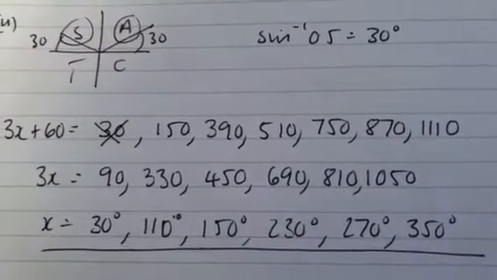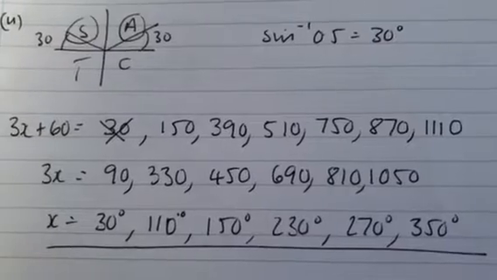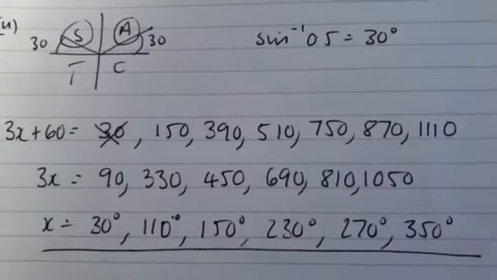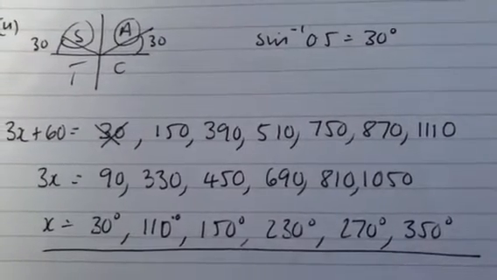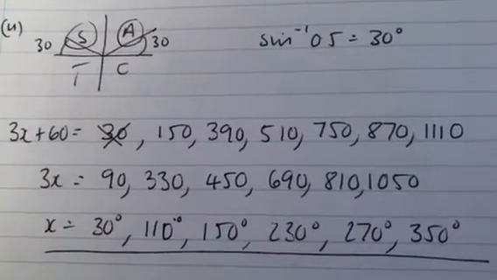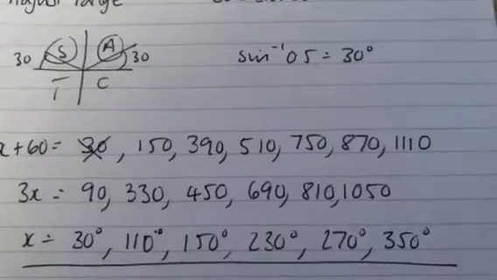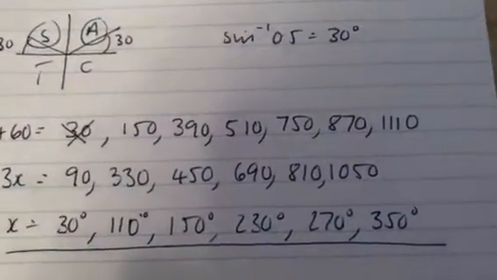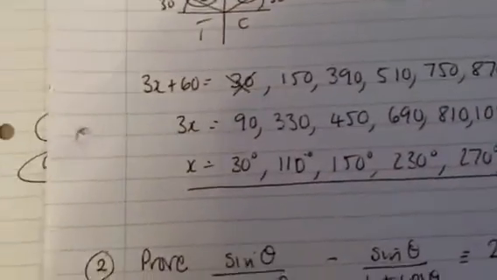Now I could put this into my graphical calculator in graph and check. So I could enter sine of 3x plus 60 as y1. I could enter a half as y2. I could set my x between 0 and 360 and then draw and do the intersection.